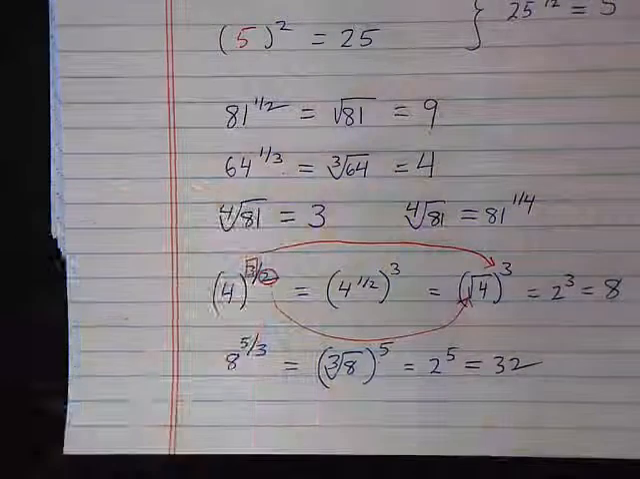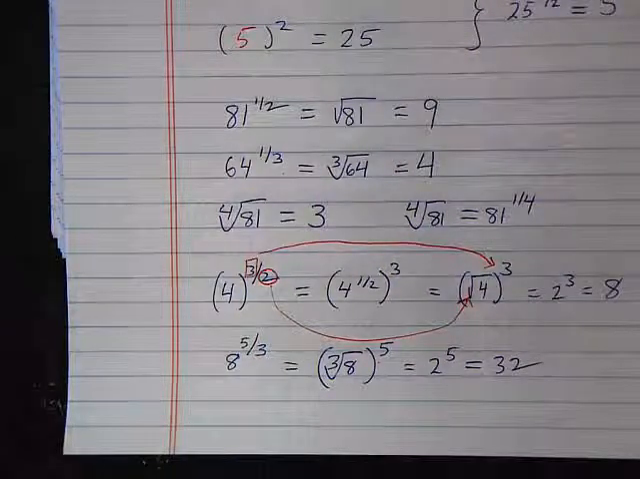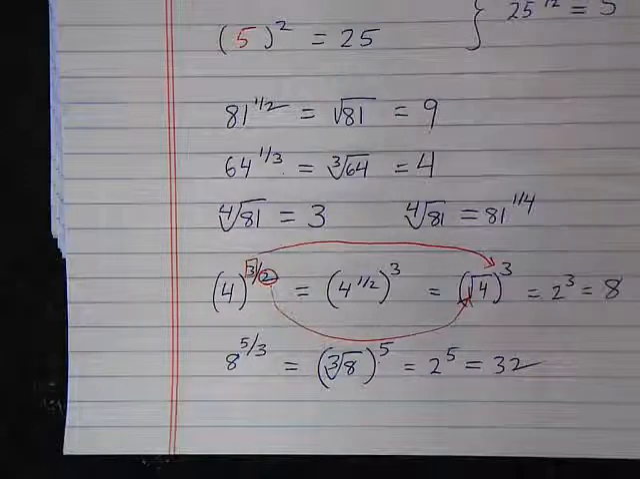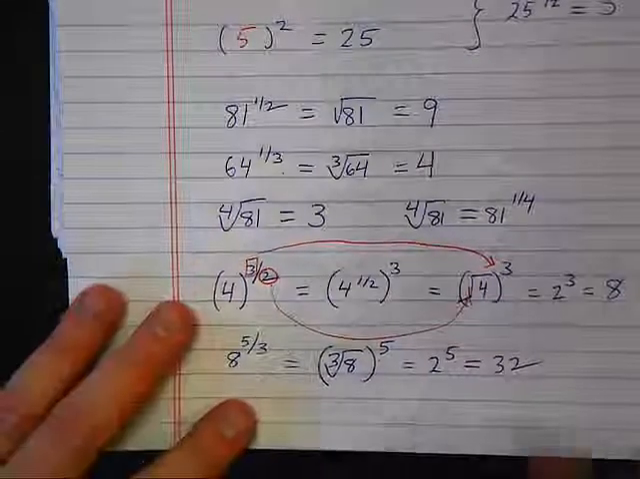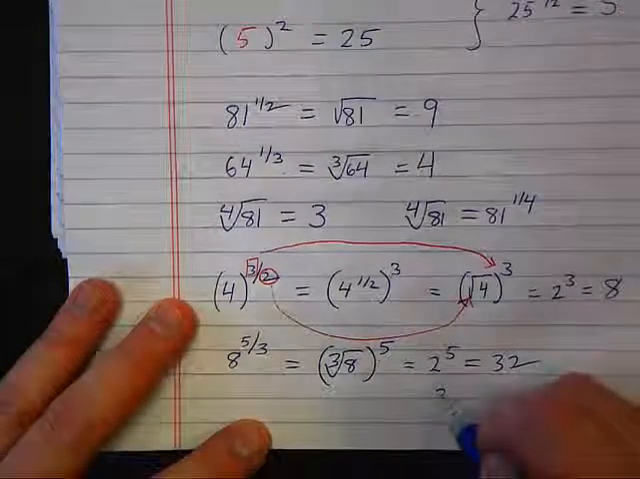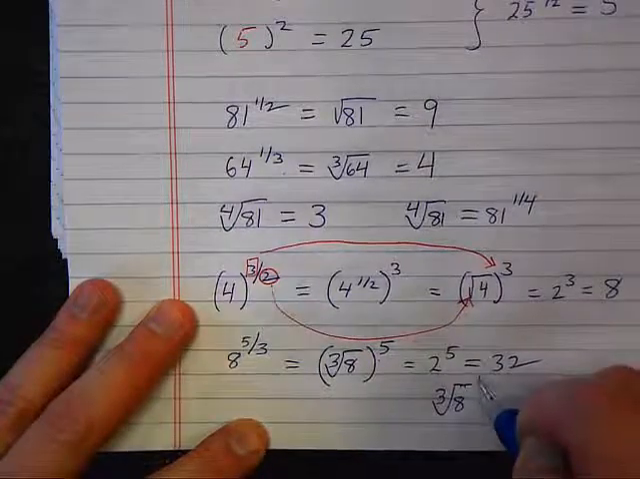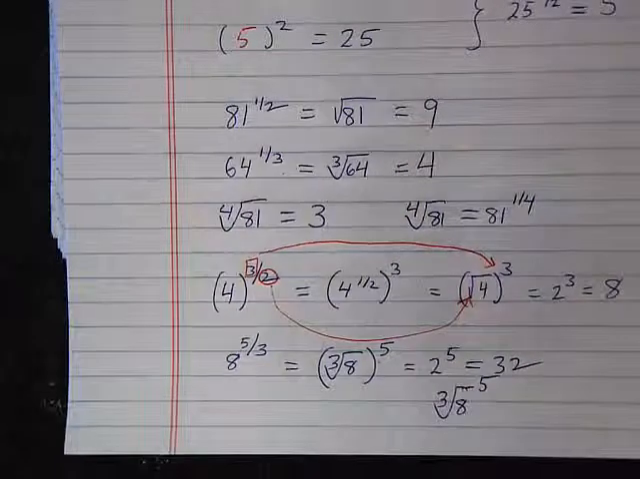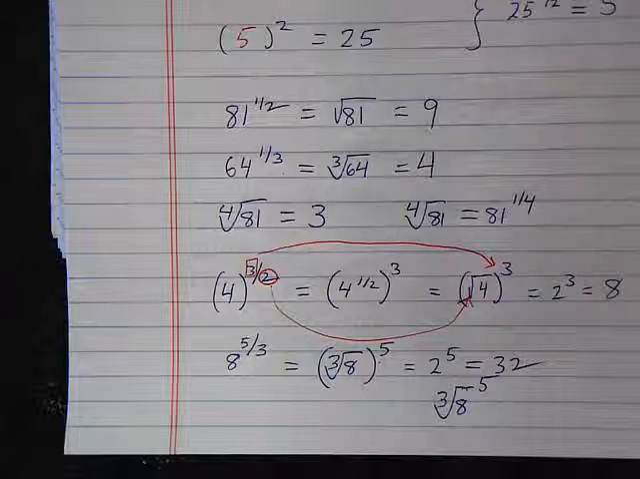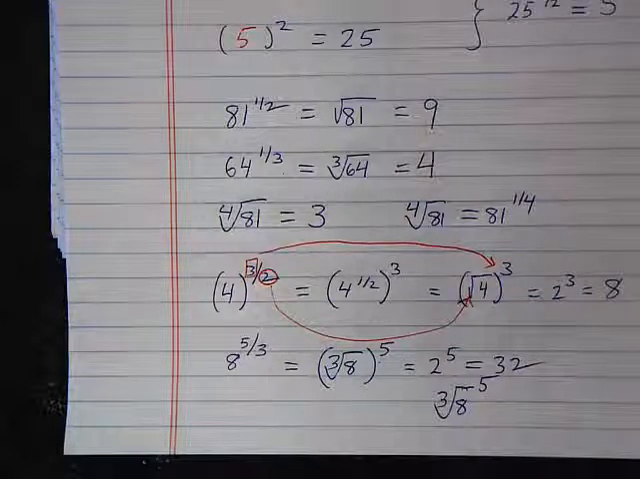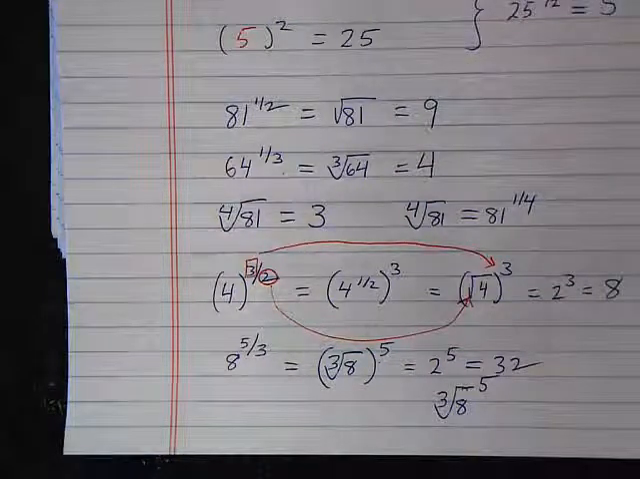I have a question. Do you have to put in parentheses? Because you're writing it like that. No, I suppose not. I suppose cube root of 8 to the 5th would be okay. It's a habit that I have of putting them in parentheses. But I don't think you need it. I think it would be all right.